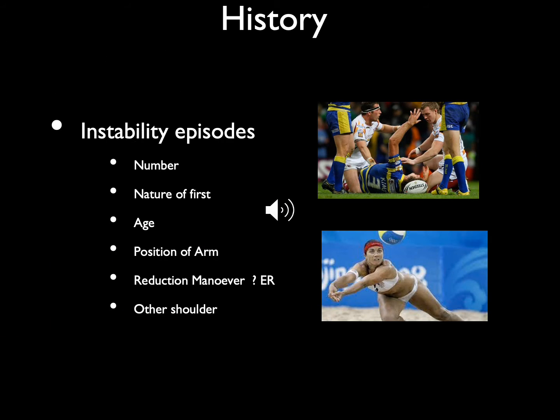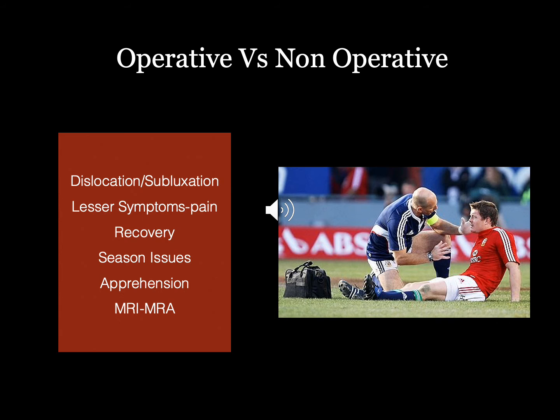And it's useful in the history to look at the number of dislocations and the nature of the first dislocation. The age of the patient is very important in terms of predicting recurrent instability. The position of the arm at the time of the dislocation and whether it was hard or difficult to reduce, which may indicate the presence of perhaps a large Hill-Sachs lesion. Also, if the patient has required surgery in the opposite shoulder, one generally has a lower threshold for operating on the second shoulder.